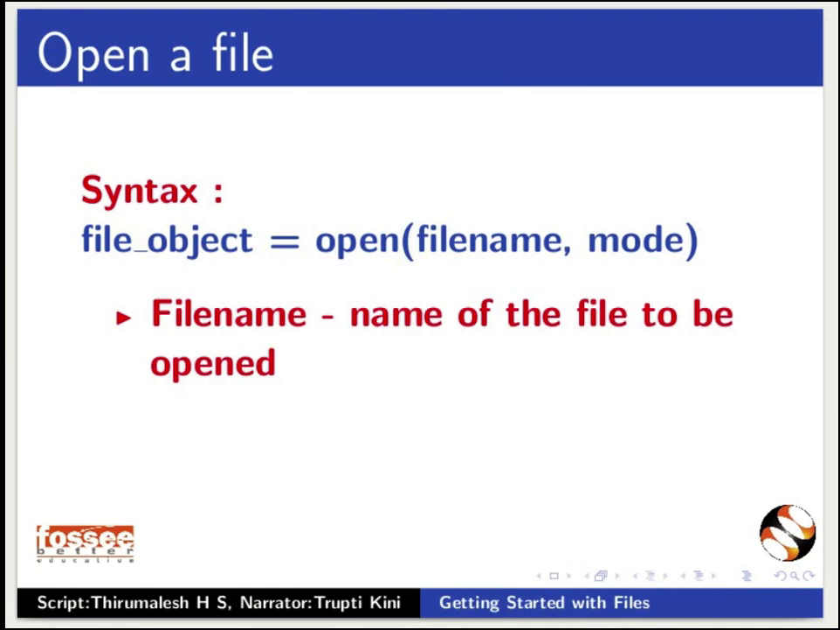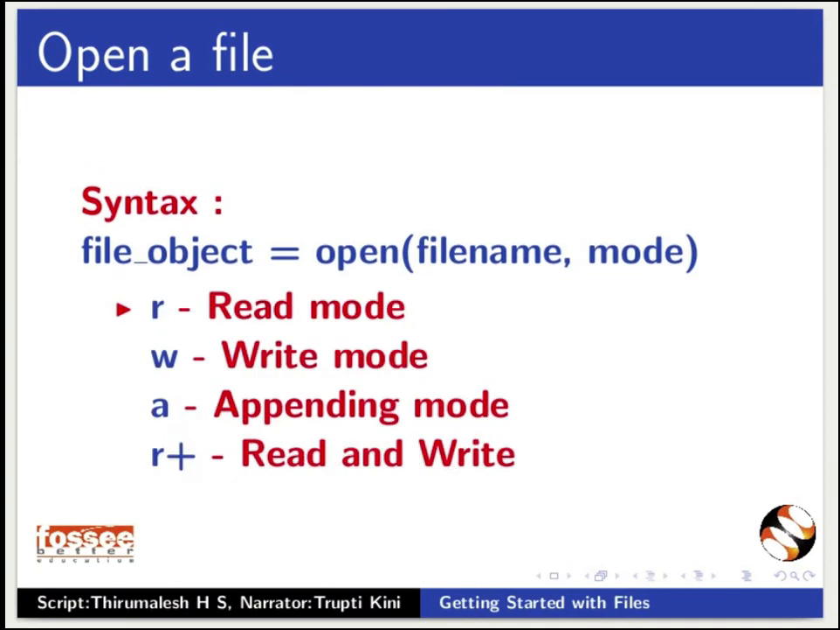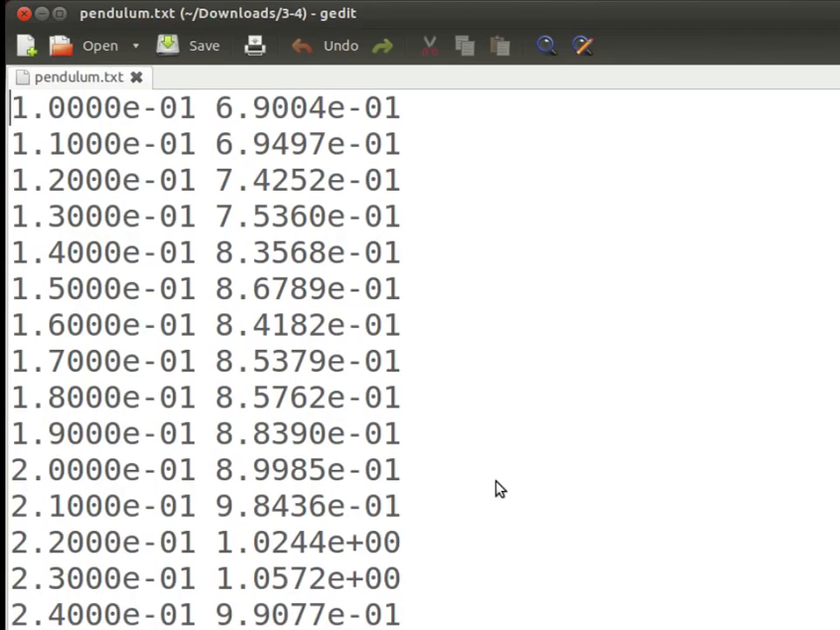File name is the name of the file to be opened. Mode indicates how the file is going to be opened. R is for read mode. W is for write mode. A represents appending mode and R+ for both read and write mode. Specifying mode is optional. Let us open a file pendulum.txt in a text editor.